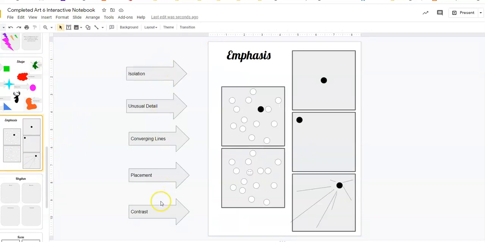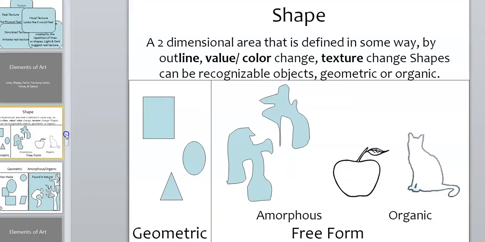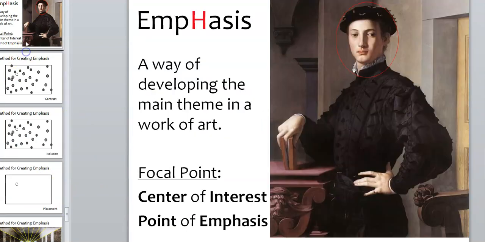Here we have to label these 5 boxes over here. If we go back to our notes and go all the way towards the bottom, emphasis is the way of telling the viewer what the main part of the artwork is. It's a way of creating a focal point, a center of interest, a point of emphasis, the stuff that draws your attention. So this right here is the center of interest in this artwork. It's a portrait of a young man by Caravaggio.